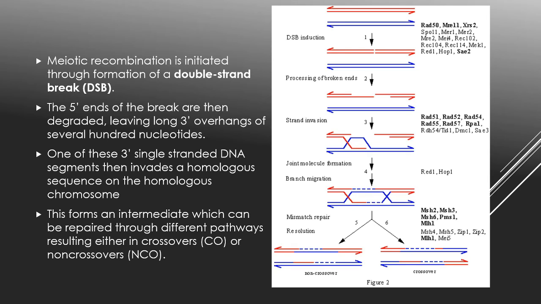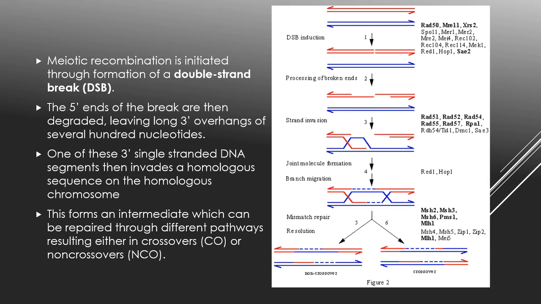So what causes a double strand break? A lot. You expose yourself to UV, you expose yourself to radiation, or maybe you drink bleach, so the bleach superoxides come to your cell and it breaks your DNA. So a lot of things can form double strand break in your DNA. So when this happens, the 5' ends of the break are then degraded, leaving the long 3' overhangs of several hundred nucleotides. So your DNA must be repaired.